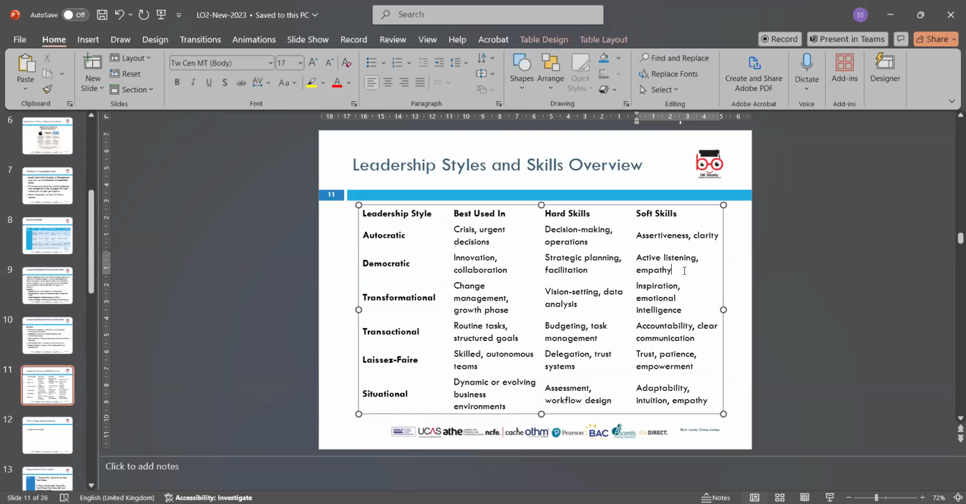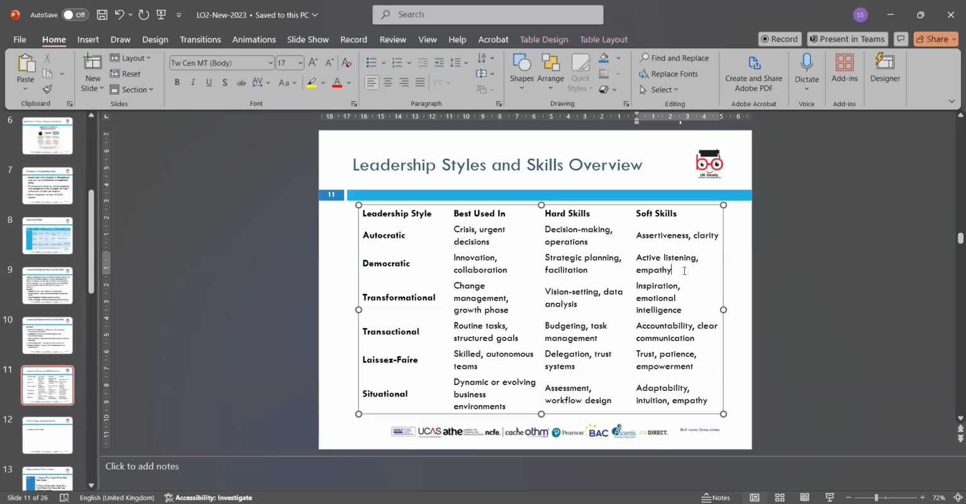So for this one, soft skills, you need trust. You should have skills where you can trust your people, but you need to judge which people are trustworthy or which people are not. Then you should have patience. You should have skills to empower people. So such kinds of skills are required for this leadership style.